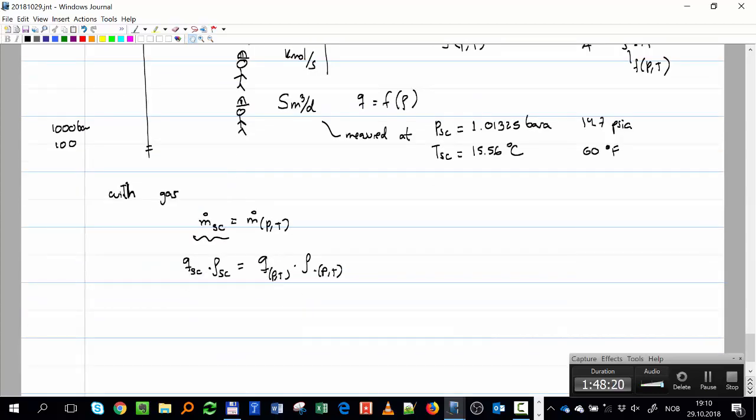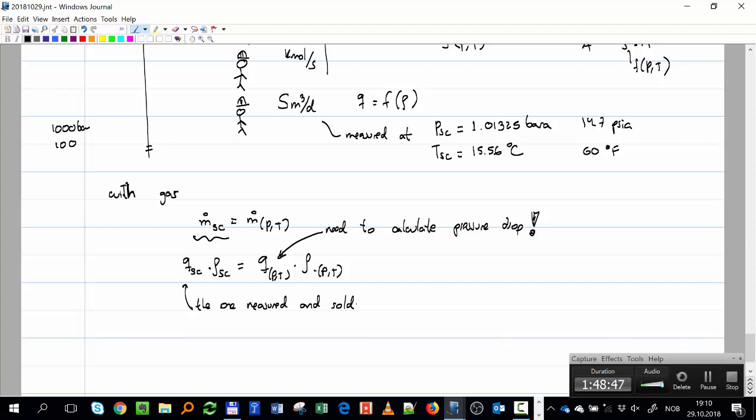Okay, so here we need this one, right? Need to calculate pressure drop. And I have this one, that is the one that I measure, and solve.